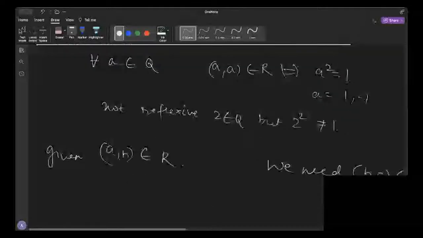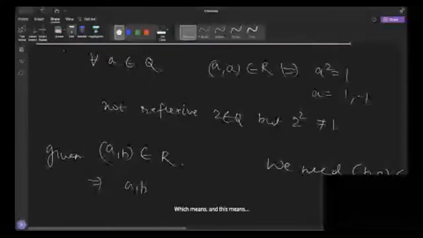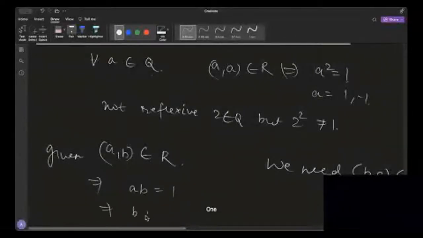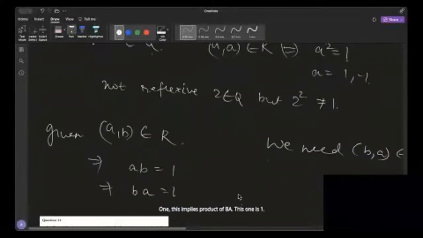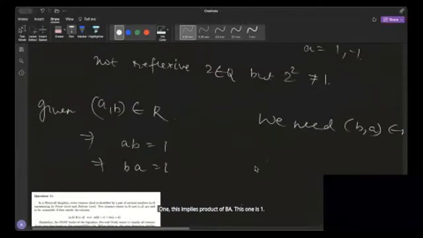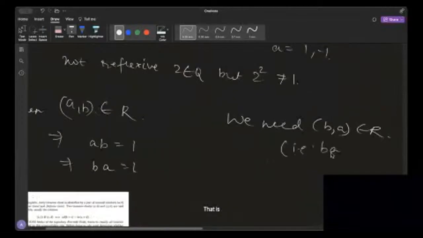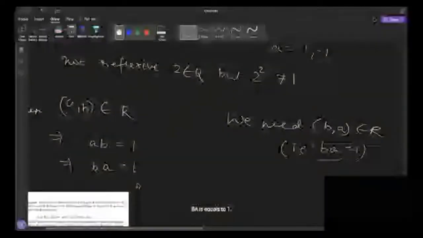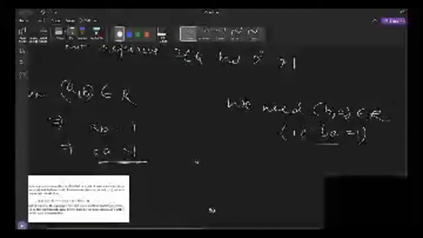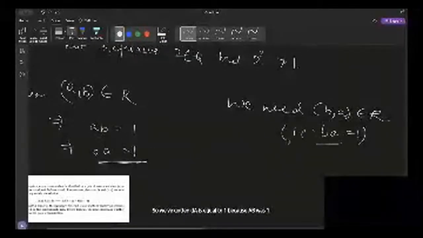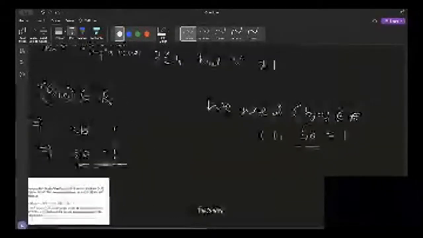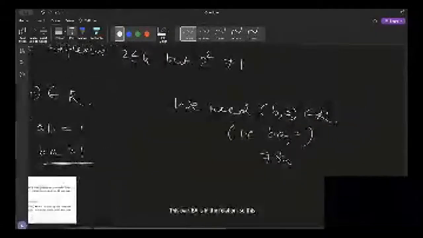Which means the product of AB is 1. This implies the product of BA is also 1, and we need BA to be 1. That is, BA equals 1, which is true, because AB was 1. That's why this pair BA is in the relation. So this means it's symmetric.